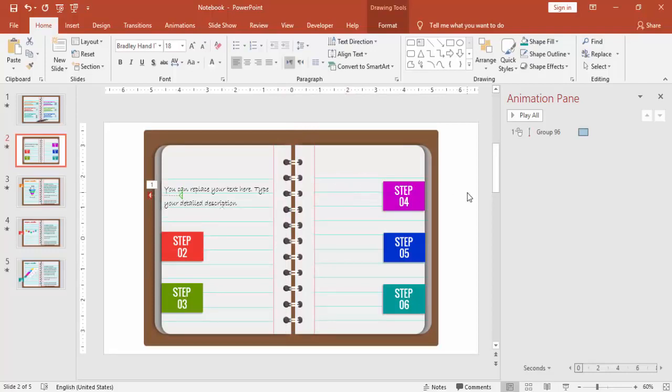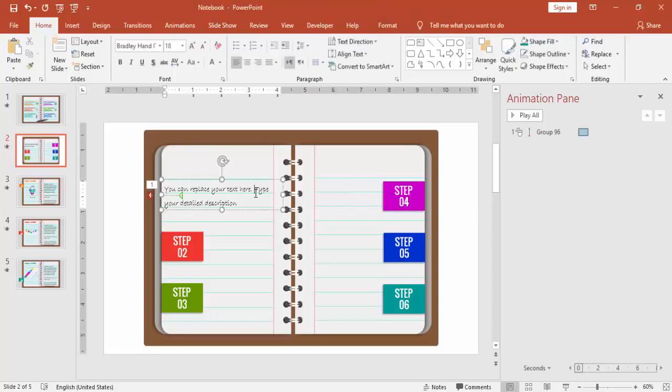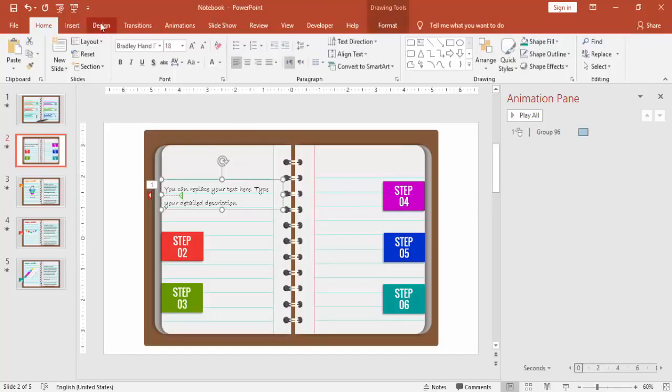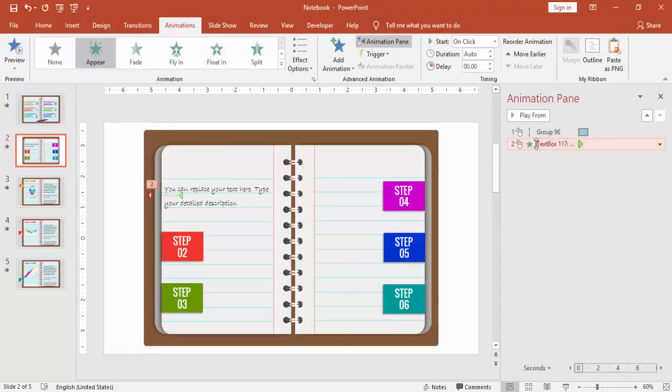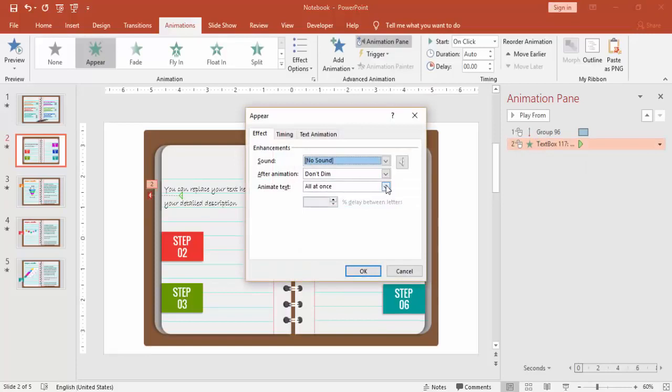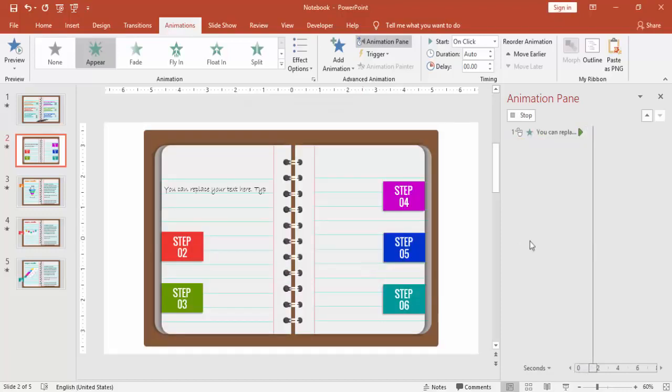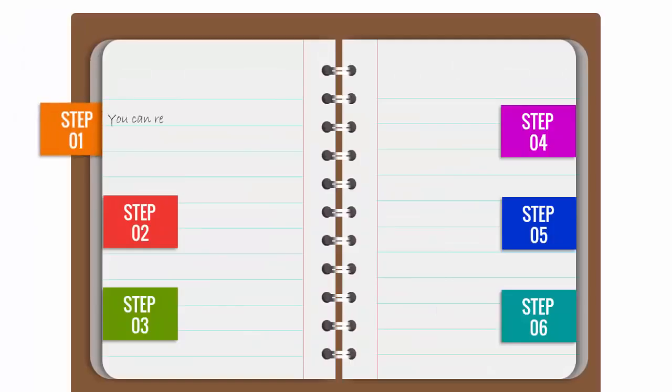align it properly to the line, and add the animation of the up here. Go to the properties of the animation, animate text, make it by letter, and instead of 0.5 make it 0.05, and click OK. So it will come one by one, and that should happen after previous. So if you see here, when I click, step 1 will come and then the text will appear.